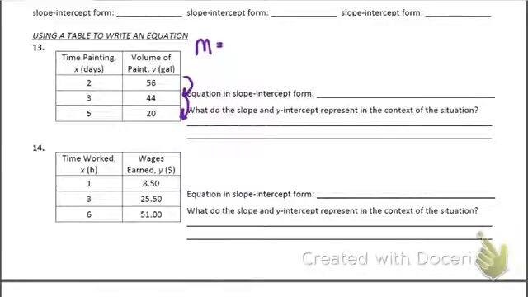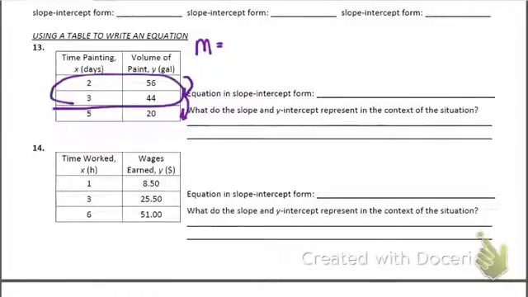Do we have points that we can plug into the slope formula? Can you pick any 2 points you want? Yes. Heck yeah. If you want to pick (2, 56) and (3, 44), go ahead. If you want to pick (5, 20), you can. You have 4 or 5 different combinations that you can use. You should get the same slope every time. Okay? I am just going to go with the 2 smaller numbers, but you can really do whichever you want.